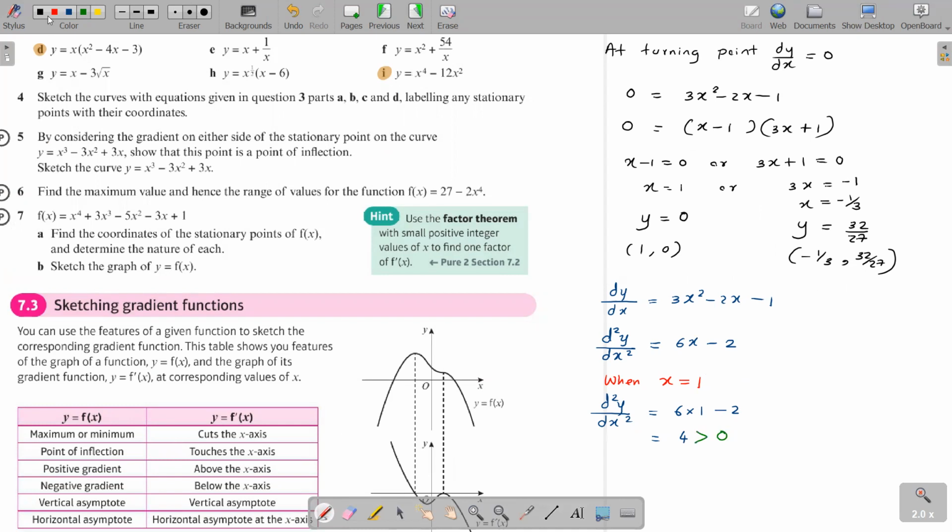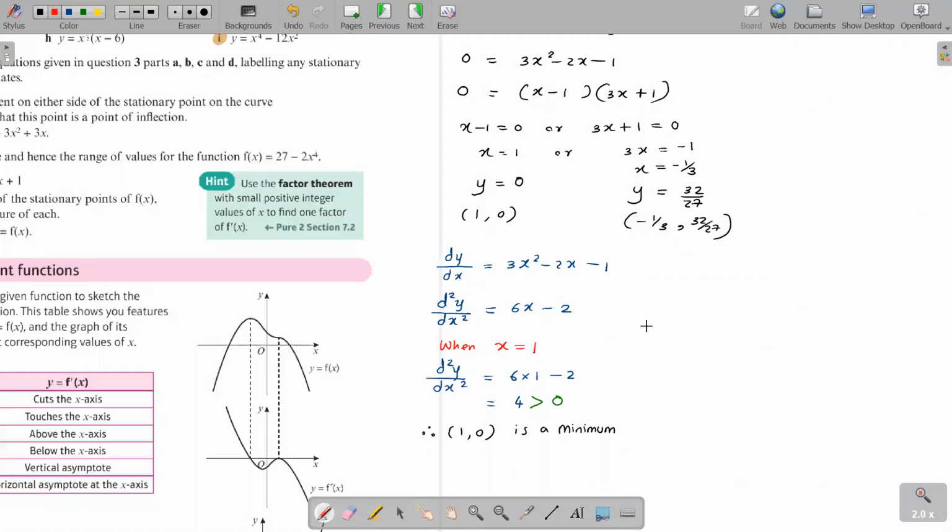Therefore, what do you have to say about the point 1 comma 0? If your second derivative is positive, it means it's a minimum. So 1 comma 0 is a minimum point, a local minimum. Is that part okay?